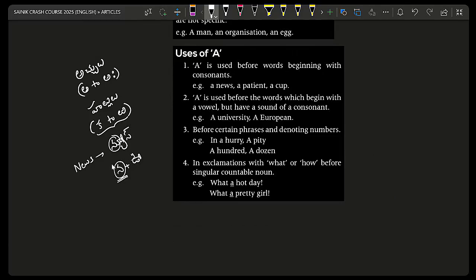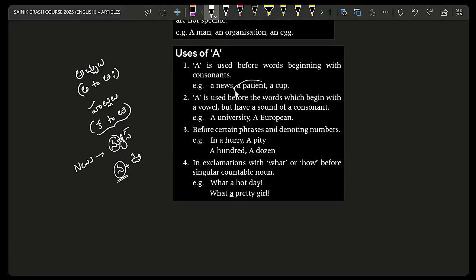That means we are concentrating on the sound, not on the letter. If you just check the letter, yes, I know the vowels in English are a, e, i, o, u, and the consonants are the letters other than a, e, i, o, u. Based on a vowel I'd go for an, based on a consonant I'd go for a. That is wrong. Sometimes we get a wrong answer because there are some silent letters in English. So whenever silent letters are there, we have to take the sound. That means a and an, you decide based on the sound, not the letter. So when you write news in Telugu, the first letter becomes na. Na is a consonant in Telugu, so you use a, not an.